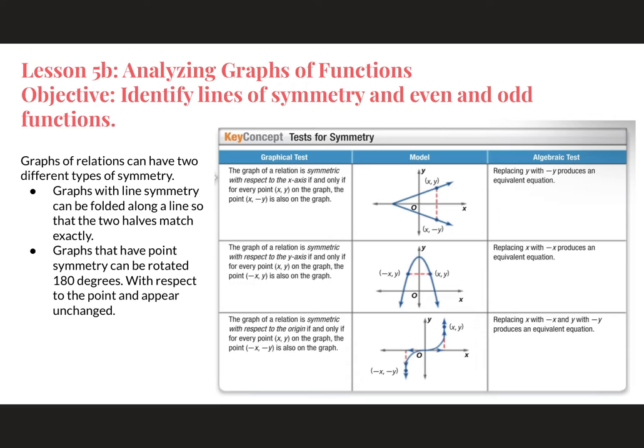So you want to first identify whether it would be symmetric with the x-axis. Then that means you would replace y in the function with a negative y and it will produce an equivalent equation to the original. If it's symmetric with the y-axis, then you're replacing x with negative x and it'll produce an equivalent equation. If it's symmetric with the origin, you are replacing both x and y with negative x and y and it will produce an equivalent equation.